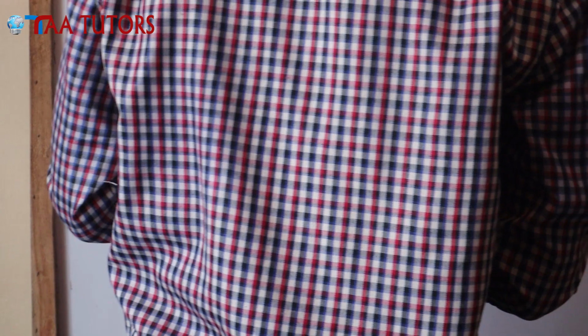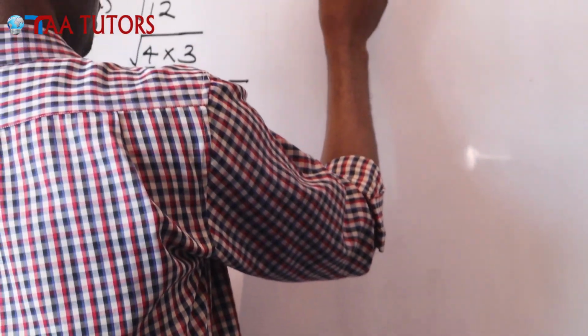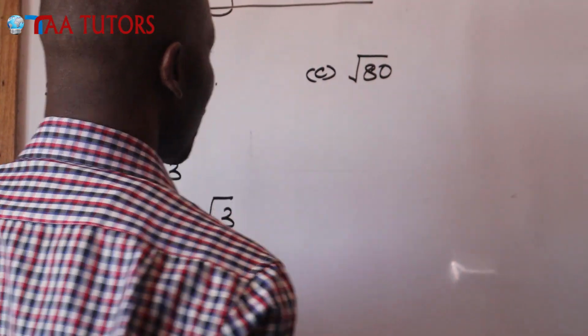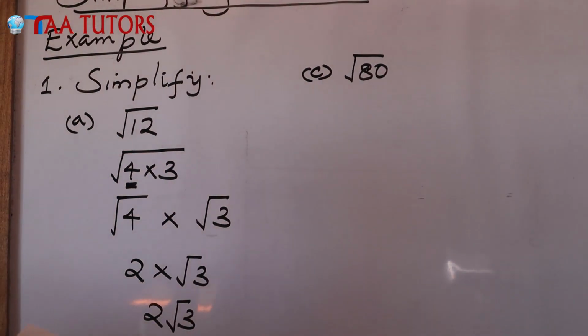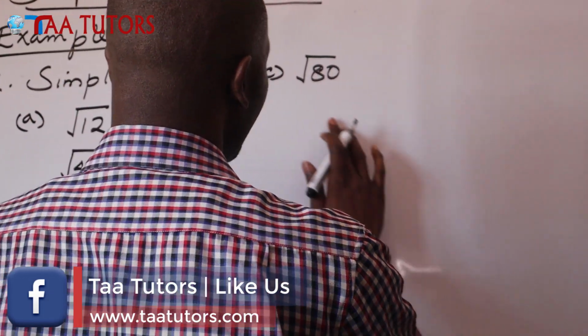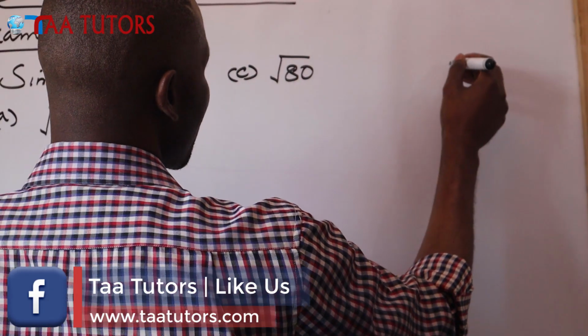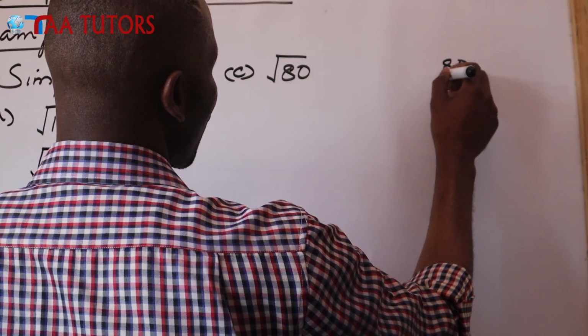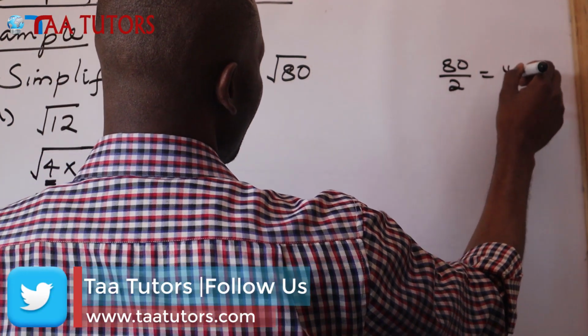Let's look for part C. Part C is surd 80. Surd 80 here is a number like these other ones. If we want to simplify, the first thing, like I said, let's take that number 80 divided by 2. We get 40.